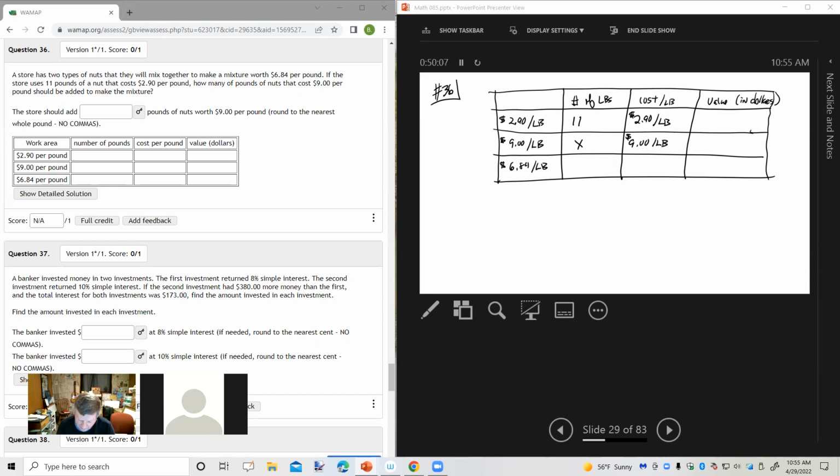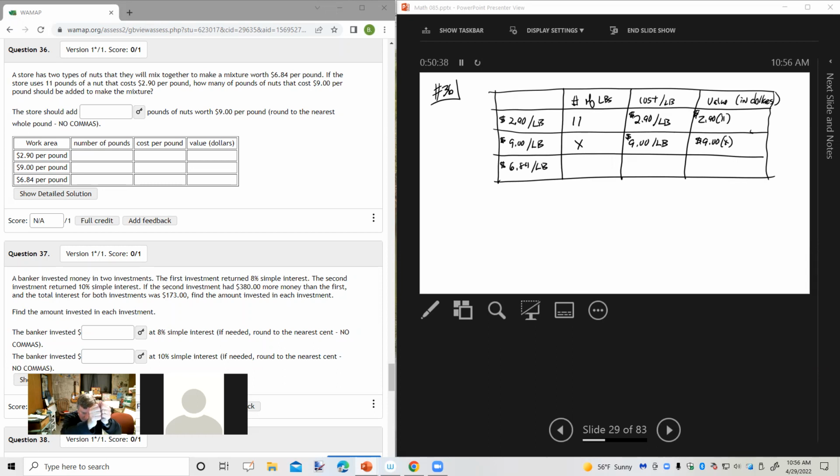All right, so the $2.90 per pound times 11 pounds, the value would be 2.90 times 11. Okay, and the $9 one would be $9 times X. Well, if we take 11 pounds, don't overthink this, 11 pounds of nuts plus X pounds of nuts and put them together, what do we have?